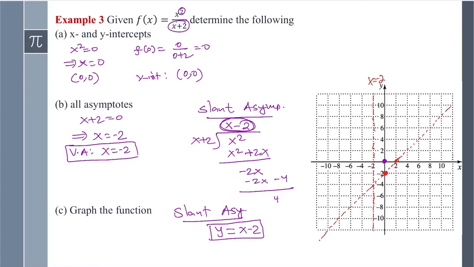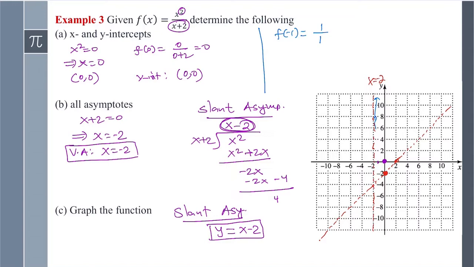Now in order to figure out where the function goes here, let's take this number here, negative 1, and put it into our function. So if I find f of negative 1, then I get negative 1 squared is 1, over negative 1 plus 2 is 1. So I get 1. That means it is above the x-axis. So the graph goes this way.